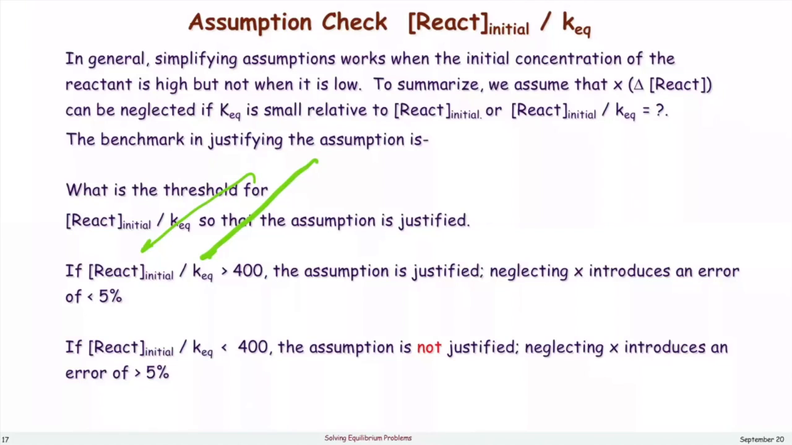Remember what I said, you need a significantly large initial concentration, and you need a small K equilibrium. When you have the equilibrium constant in the denominator, it makes that number bigger. So use this as a rule of thumb when you're doing the iteration method, also called the method of approximation, okay?